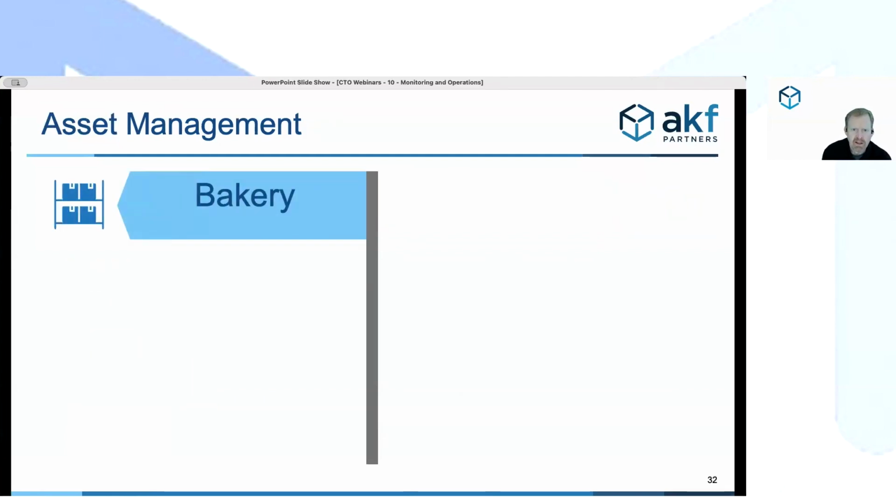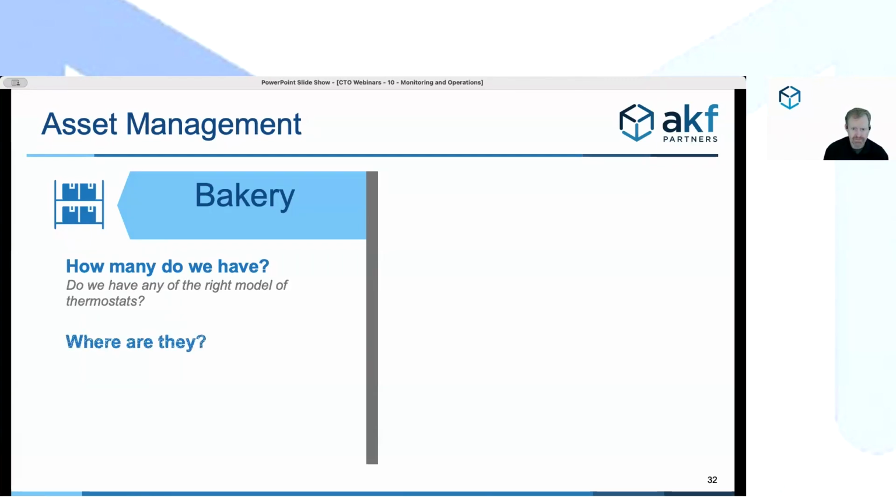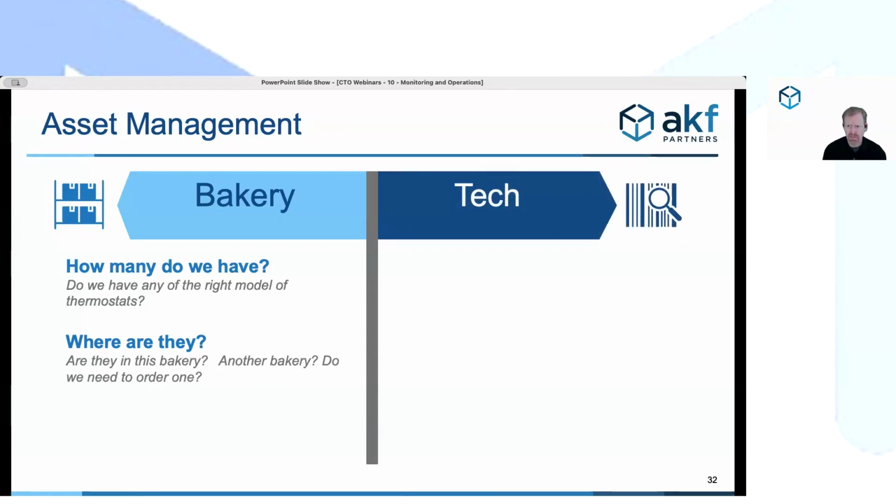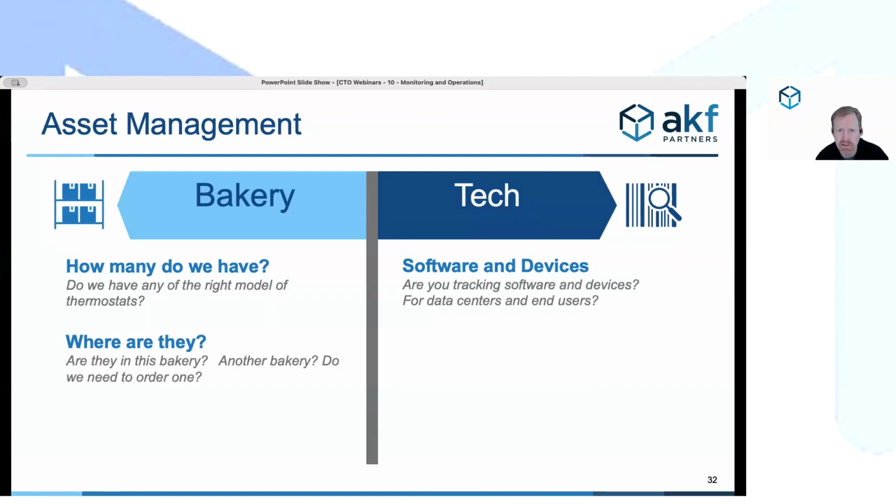All right. Some other topics we'll cover pretty quickly. Asset management. Some of you may or may not have this on your radar, but in this case, extending the analogy, how many thermostats do we have? Do we have the right model? Where are they? Are they close by? Do we need to order one? In the tech world, it's really keeping track of all your hardware, software, and devices. For a lot of you, you may not even be aware of this because you may have some other team taking care of this for you in your data center or in your cloud provider.